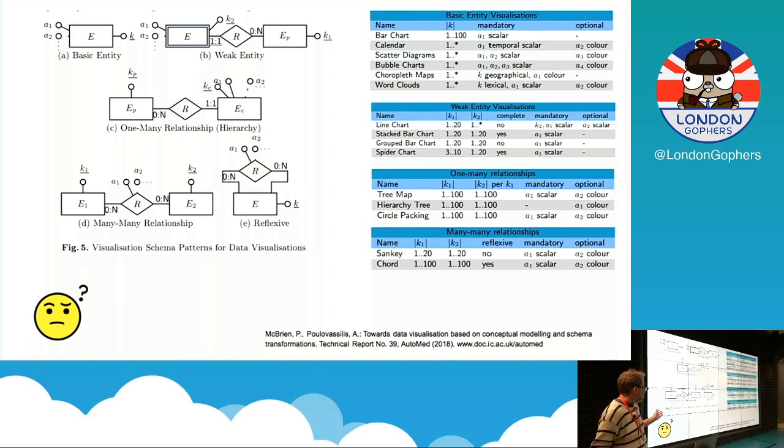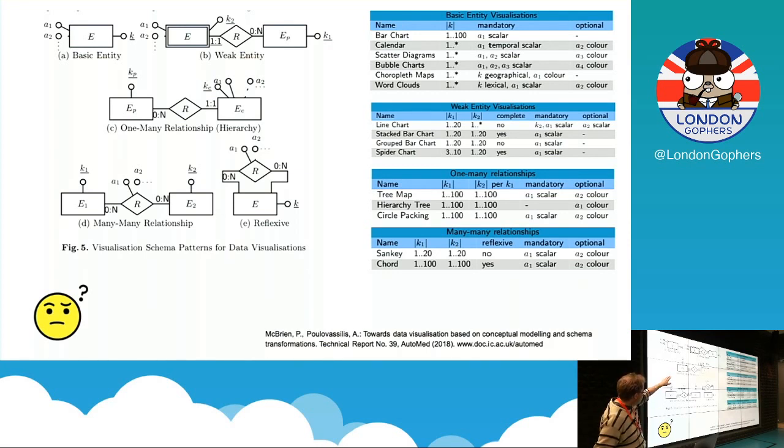A weak entity is when you've got a compound key in which, for example, you've got a city in a country. So then you could start seeing comparisons of, for example, population, which is the example I will work, showing how populations within cities have changed per country or per some other kind of example.